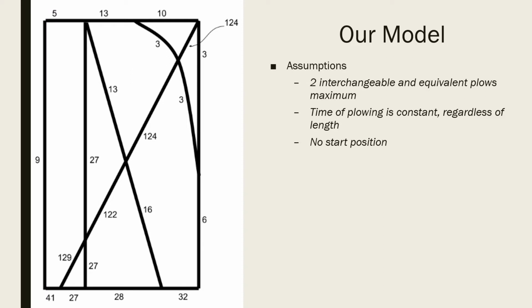Furthermore, with our model, we had to make some assumptions. We had two interchangeable and equivalent plows, maximum, on the engineering quad at any single time. The time of plowing any path is constant regardless of the length of said path. Also, the snowplows would not have any start positions.